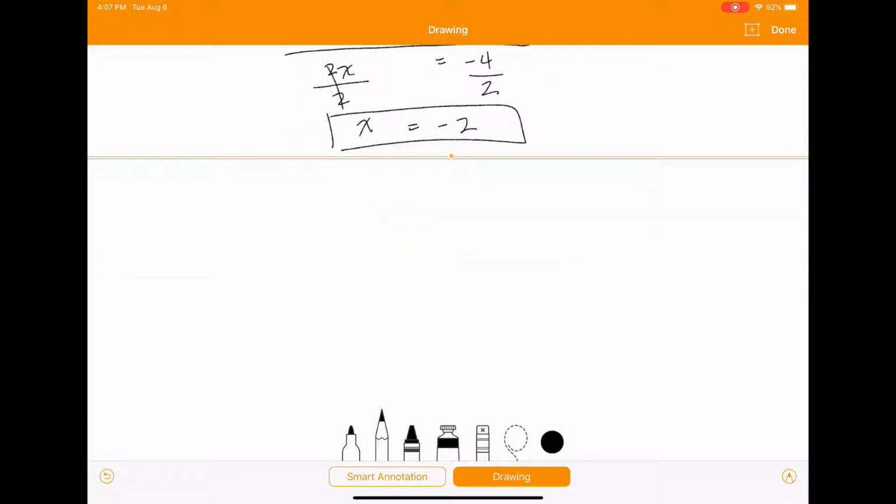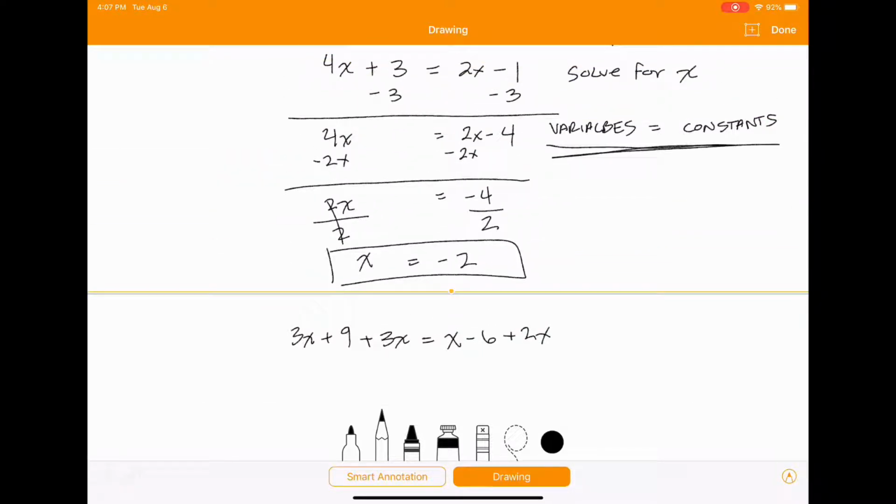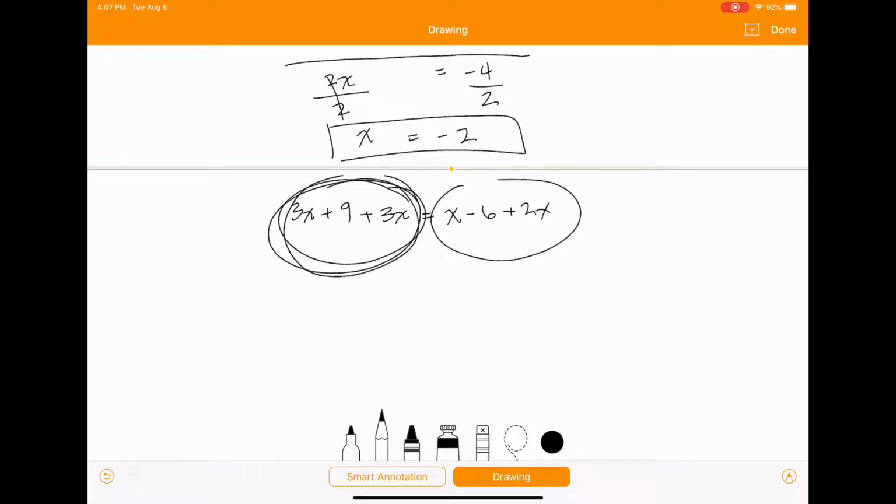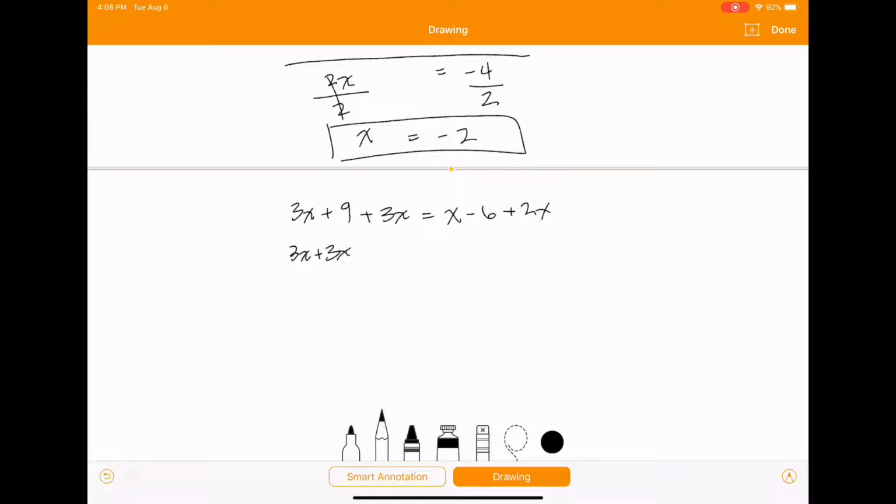Now, let's say we've got 3x plus 9 plus 3x equals x minus 6 plus 2x. So again, you want to get your variables on one side and your constants on the other. But go ahead and just focus now on each side individually. So combine all your like terms here and all your like terms here. So we're going to have 3x plus 3x plus 9 equals x plus 2x minus 6. So we're going to have 6x plus 9 equals 3x minus 6.